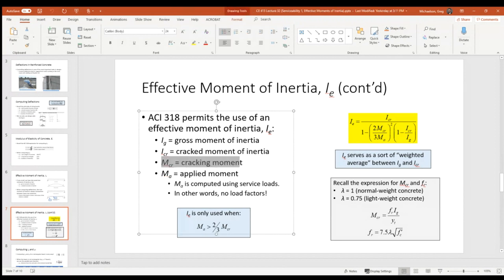If you look over here in the gray box on the bottom right, remember, how do we compute the cracking moment? We take FR times IG over YT. That's our formula for the cracking moment. And then FR is 7.5 times lambda times the square root of FC prime. It's probably been a while to a lot of you, and that's sort of the purpose of today, is to get a recap for all of this.